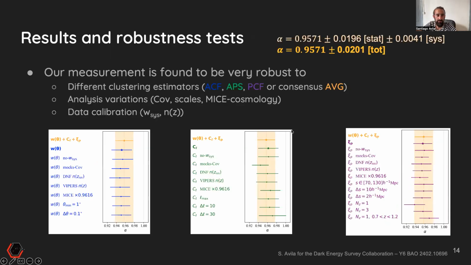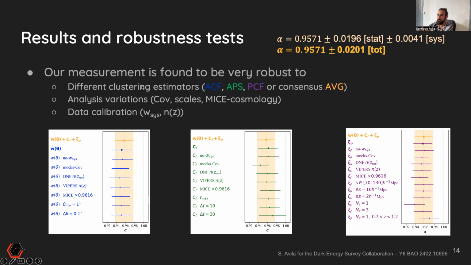Okay, so we checked that the results are robust. This is our measurement, including statistical and systematic errors, the total one. We are around 2.1 sigma away from Planck. We checked that it is very robust to different clustering estimators. So the orange point, which is our consensus measurement, the average of the three, is very compatible with w theta, C_ells, or the projected correlation function.